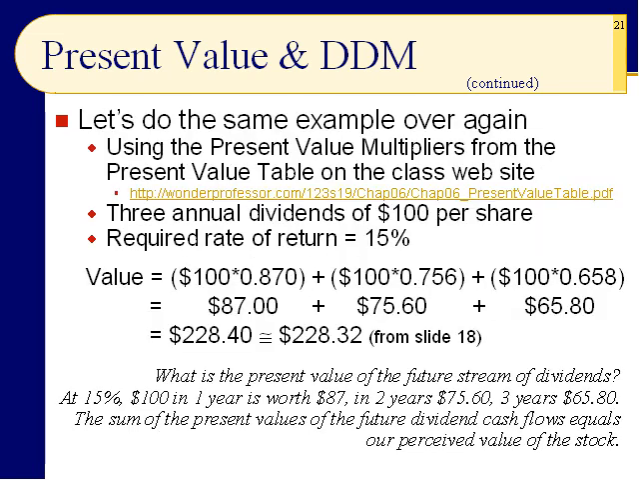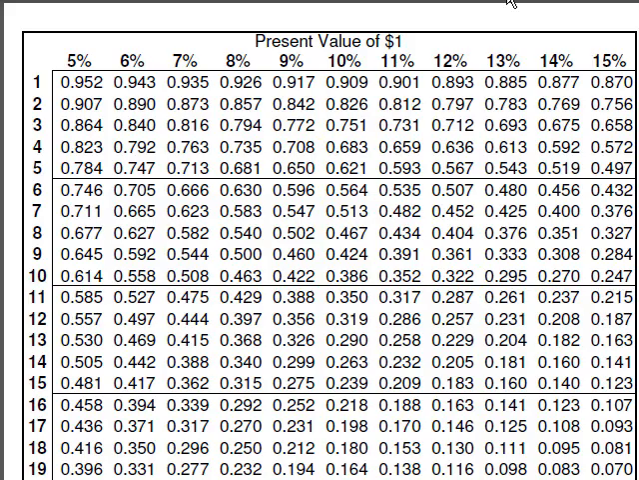Slide number 21. Let's do the same example over again. Using the present value multipliers from the present value table on the class website, and you could find them in Canvas, you take those present value multipliers, and let's go grab them right now. Okay, so here's the present value table with the present value multipliers. For year number 1, we go across to 15%, 0.870. Let's go back and make sure I did that right.